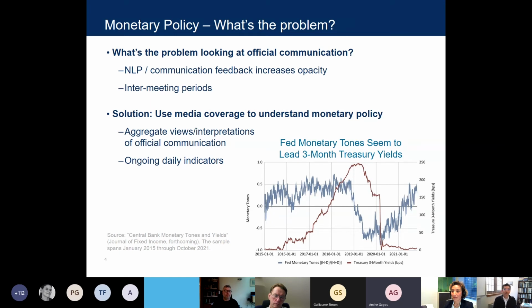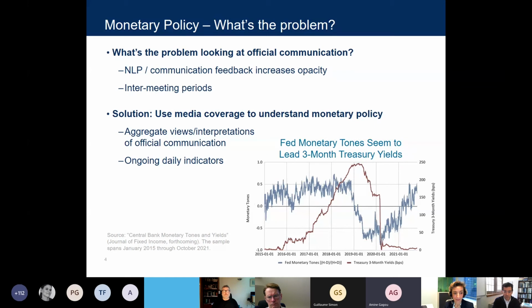I want to know what's happening every day with monetary policy, but they don't communicate every day. So what's the solution? The solution we have is to look at media. The media talks about inflation and unemployment all the time, even between announcements. So if investors don't have official communication during those days other than the 8 days, they can look at what the media perceives the monetary policy to be. And what I'm going to show you is that actually that's informative.